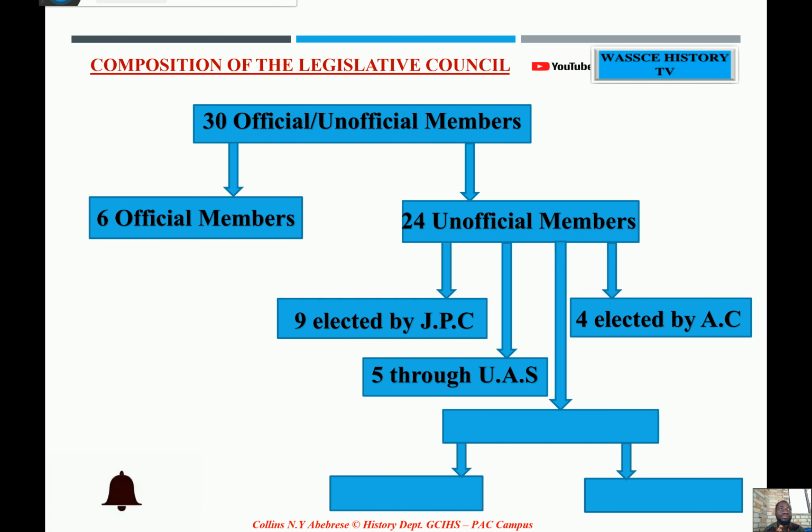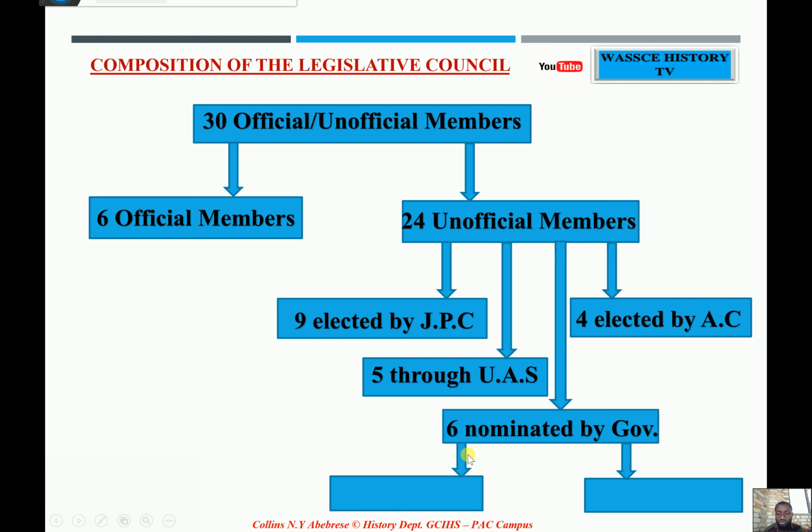And this universal adult suffrage was quite different from the 1925 Constitution, even though it was the 1925 Constitution that actually gave the first elective principle, but that was limited because it was based on property franchise. But now it is going to be universal adult suffrage. That is, anybody who is at an adult age was qualified to vote, and they were to represent Accra, Kumasi, Sekondi, Cape Coast, and co.